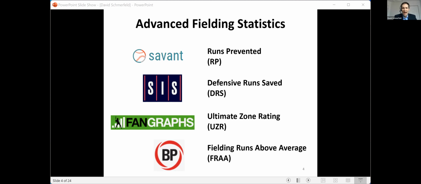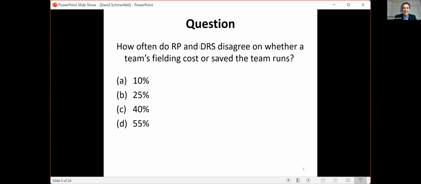Now, the details for how all the calculations are made to get these statistics are very complex, and fortunately, you don't have to know those details for this research. But I do have bad news. The statistics don't always agree. How often do you think that runs prevented and DRS disagreed on whether a team's fielding cost or saved the team runs over the course of a year? Answer is B, 25%, a quarter of the time.